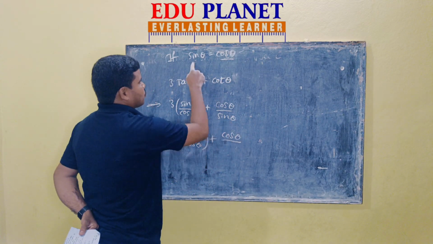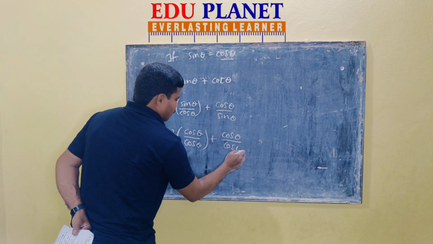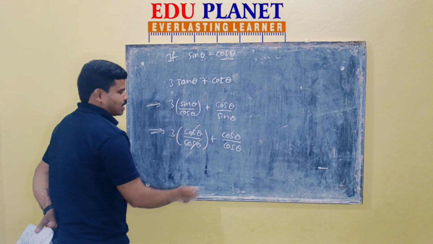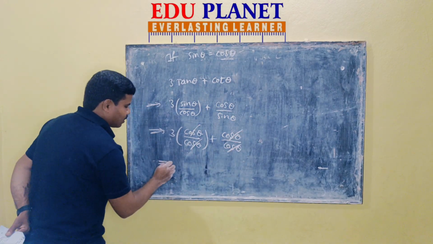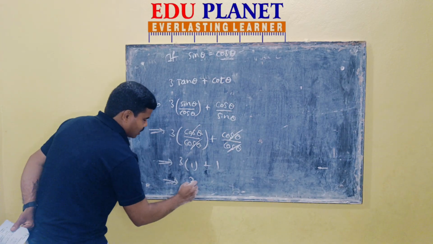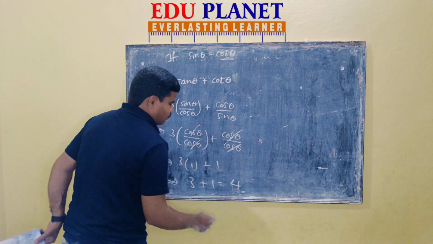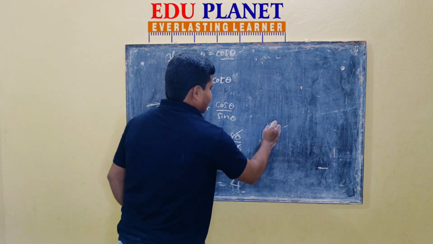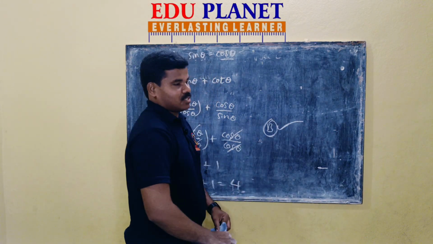upon sine theta means what? Again, cos theta only. Cos theta can be cancelled. This side also cos theta can be cancelled. 3 into 1 plus here 1 will remain. 3 ones are 3 plus 1 equals 4. It means option B is the correct choice.